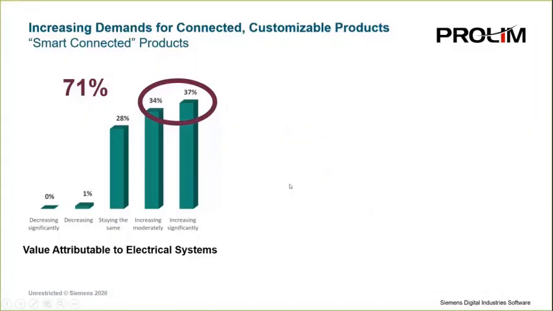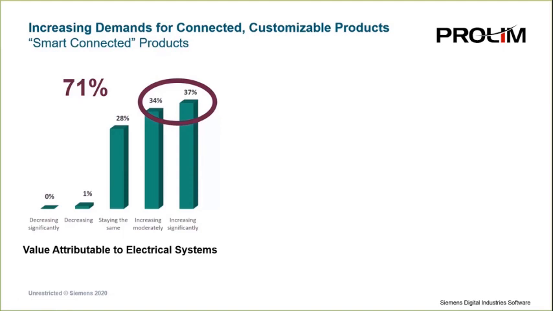So the industry trend is there's an increasing demand for connected and customizable products, often called smart connected products. And in a survey, which was recently taken, we're seeing the results of that. When engineering design teams were asked, what is the value of your electrical systems now in the products? 71% came back and said that that value is increasing. And 37% said that value was increasing significantly. So the electronic components is really playing a big part moving forward in these customizable products.